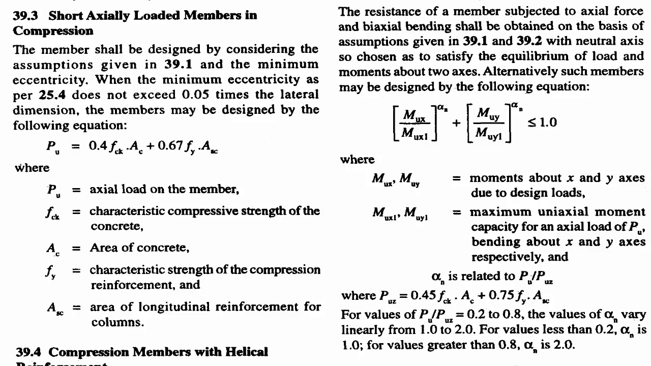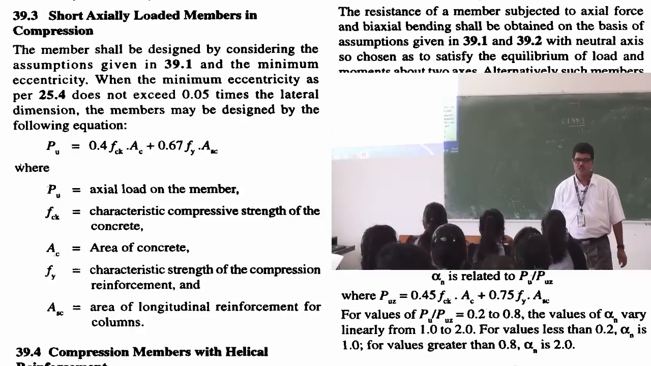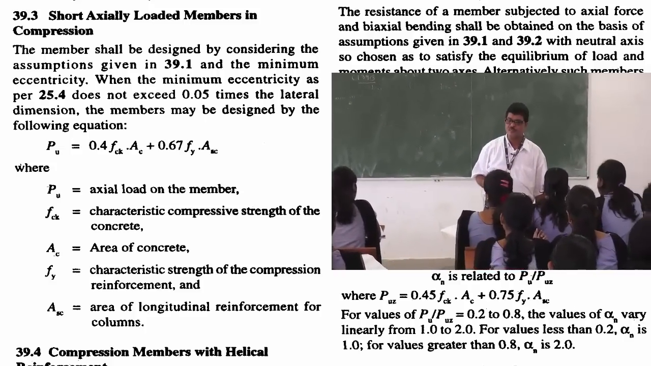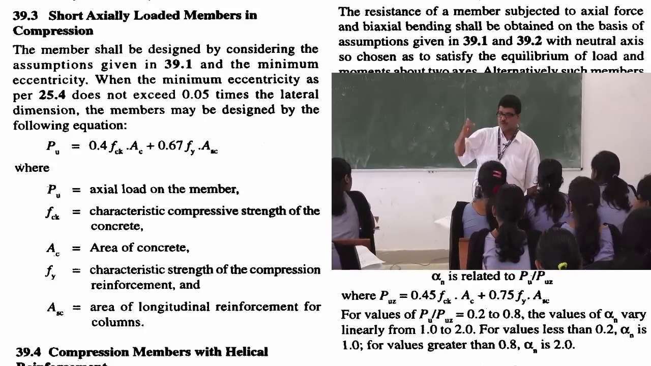Short axially loaded members in compression. The members shall be designed by considering the assumptions in 39.1 and the minimum eccentricity. When minimum eccentricity as per 25.4 does not exceed 0.05 times the lateral dimension, the member may be designed by the following equation.